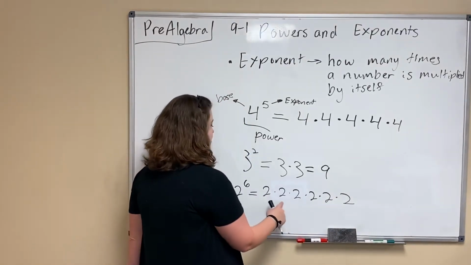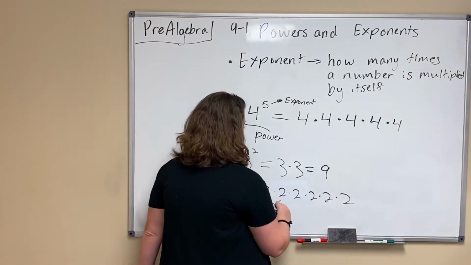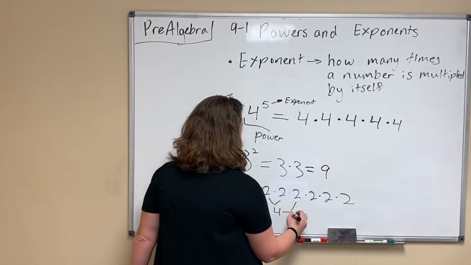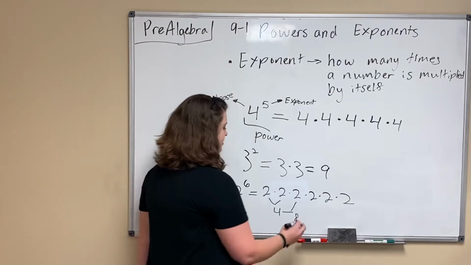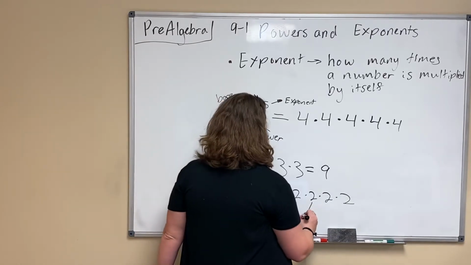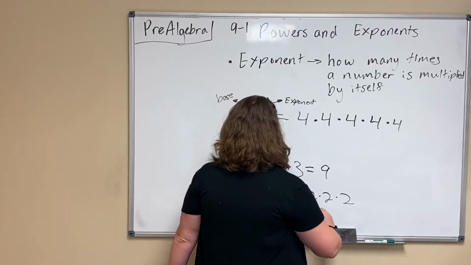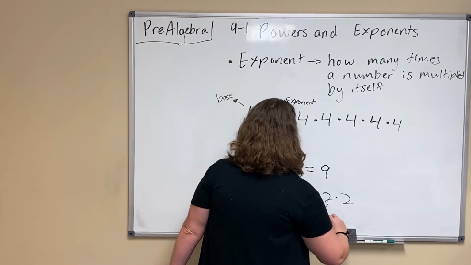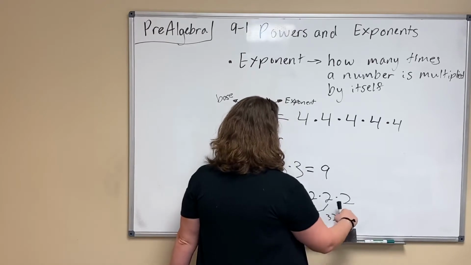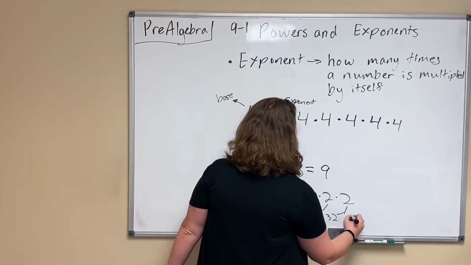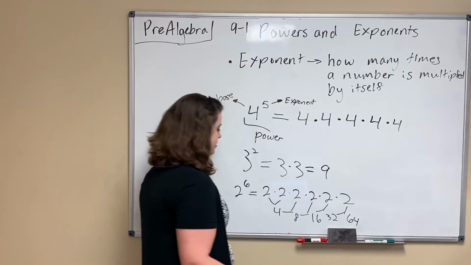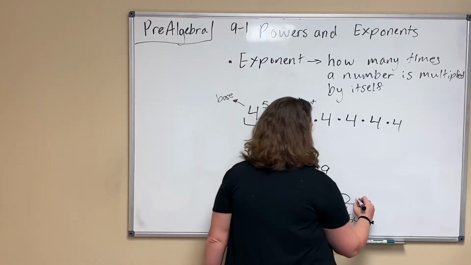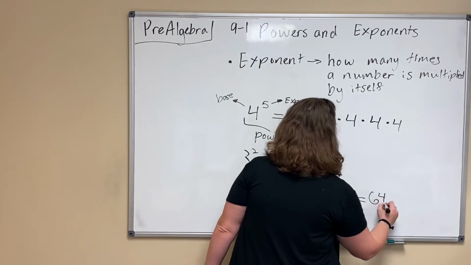Now I'm going to go 2 times 2 is 4, right? 4 times 2 is going to be 8. 8 times 2 is going to be 16. 16 times 2 is going to be 32. And 32 times 2 is going to be 64. So 2 raised to the 6th power equals 64.